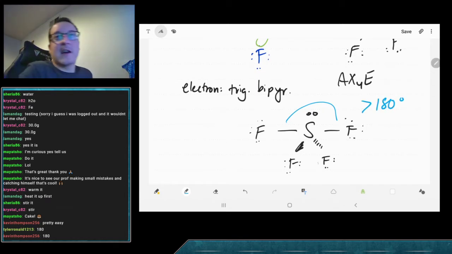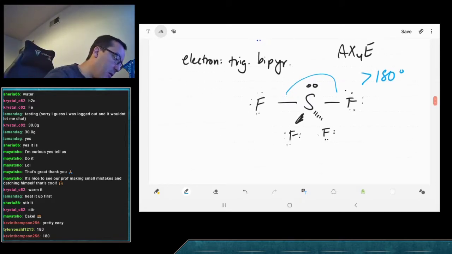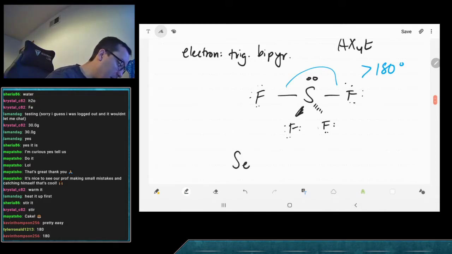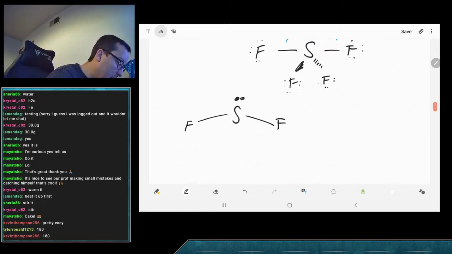I don't know the exact number. You would not be expected to either, but it should be a little bit bigger than 180, because remember, lone pairs push stuff away more than atoms do. So technically, if we were really crazy, we might draw it something like this, where it's just a little bit pointed down, just to illustrate that that lone pair is pushing stuff a little bit away.